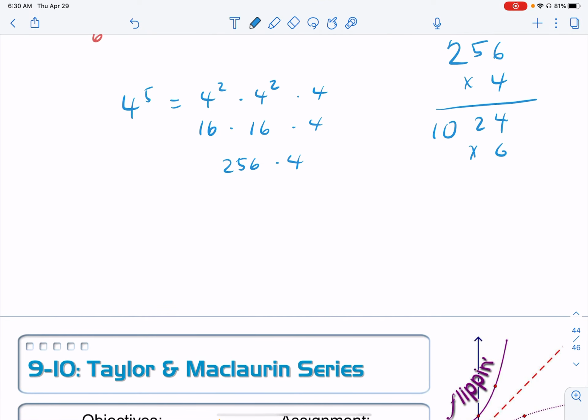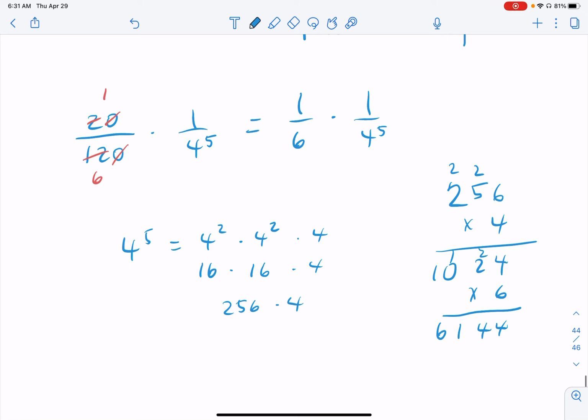So multiply that times 6. You get a 24. Carry a 2, 12 plus 2 more is a 14. Carry the 1. That'll be a 1, and 6 times 1 is 6, and we are in business because that's our denominator. That is 1 over 6,144, which is less than 1 over 6,000.